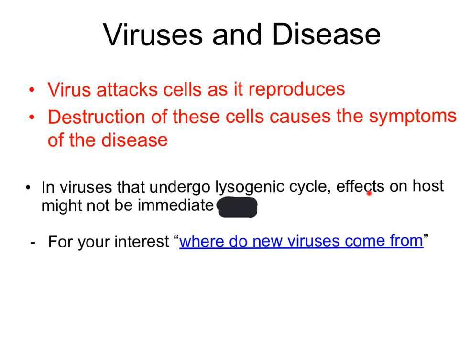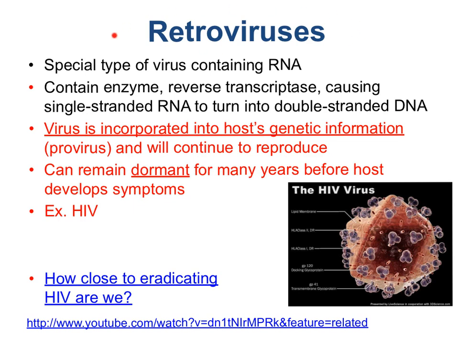Now, the effect on the host is not always immediate, especially if you have a virus in the lysogenic cycle or what is called a latent virus. We'll talk about that more in a little bit. Now, there's a certain type of virus called retroviruses. Retroviruses are really interesting because the virus incorporates its genetic information into the host's genetic information. So this is just like the lysogenic cycle that we talked about, where that genetic information is incorporated into the host genetic information. And the host will continue to reproduce its cells, and what this results in is a virus that remains dormant. So it's a little bit different because we're not talking about bacteria, but the host remains dormant for many, many years before the host ever develops symptoms.